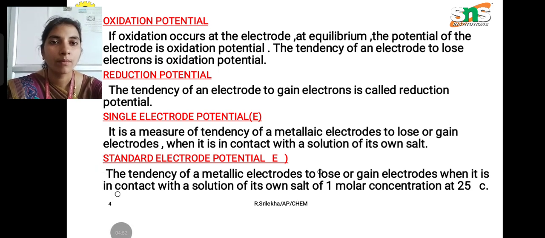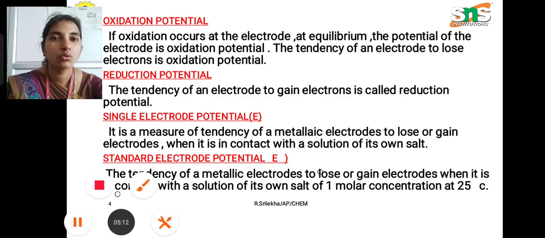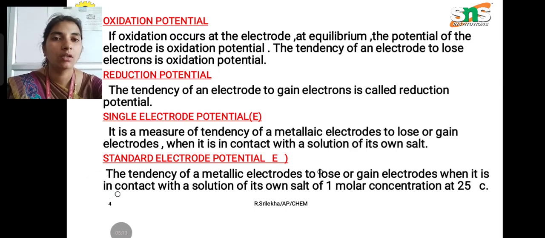And the standard electrode potential E° is the tendency of a metallic electrode to lose or gain electrons when it is in contact with a solution of its own salt with 1 molar concentration at 25 degrees Celsius. This is the process by which electrode plating can be done. Thank you.